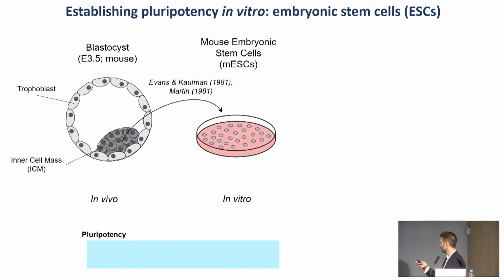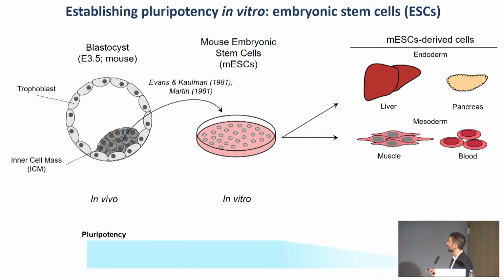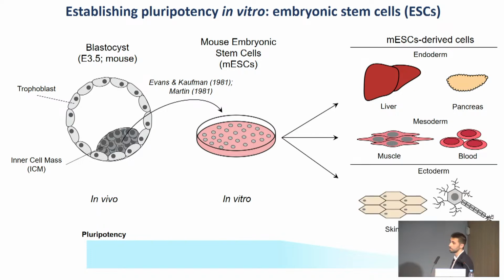For instance, from these cells it has been possible to derive endodermal derivatives such as liver or pancreatic cells, but also to differentiate muscle cells or blood cells from mesoderm, or even to obtain ectodermal structures such as cells from the skin or even neurons. So understanding this pluripotency capacity that these cells have is crucial because it would allow us to better manipulate all the different cell lineages.